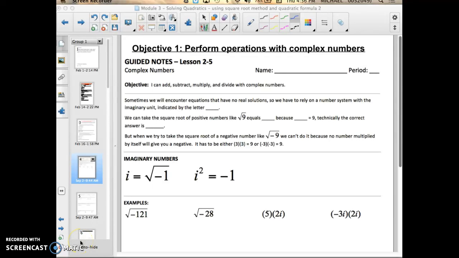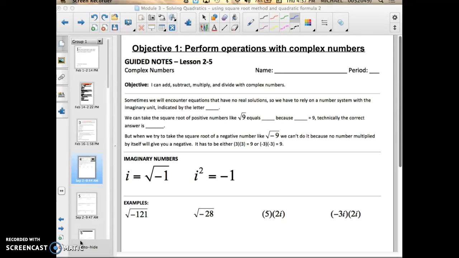Objective 1, perform operations with complex numbers. I'm going to break this objective up into two videos. So by the end of the second video, you should be able to work with this objective. I can add, subtract, multiply, and divide with complex numbers.